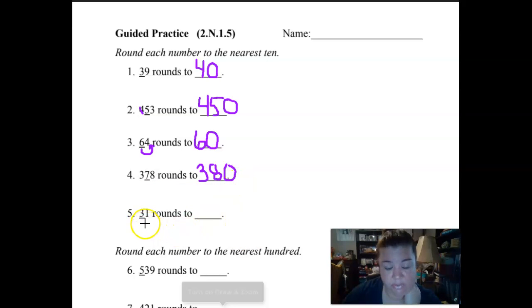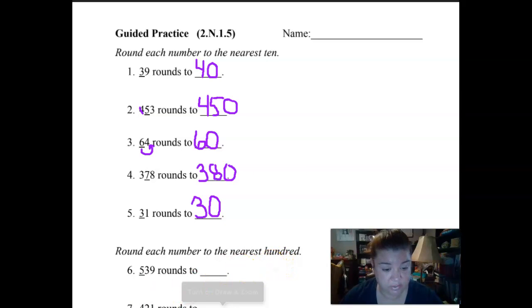Okay, 31 rounded to the nearest 10. Look to the number to the right. Pause the video and write down your answer, and then unpause it to check. Okay, 1 is less than 5. So the 3 stays the same, and we make the 1 a 0. Good.